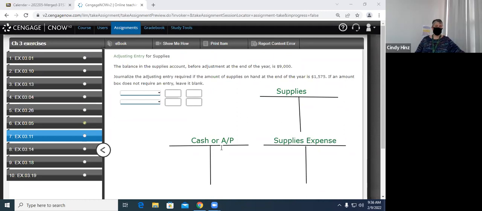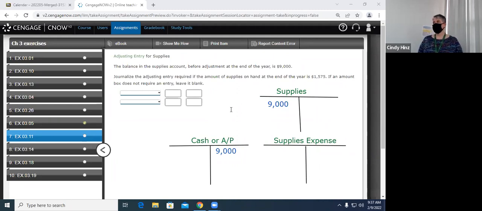This exercise says the balance in the supplies account before adjustment at the end of the year is $9,000. How did that $9,000 get in there? Well, we bought some supplies. And so I'm going to show you what that entry would look like. My first entry is going to be purchasing supplies. And this is the part that we have seen in an earlier chapter, in an earlier exercise. When we buy the supplies, most companies choose to simply add the supplies to their supplies account, the balance sheet asset account. And then the credit side would be to cash or accounts payable.